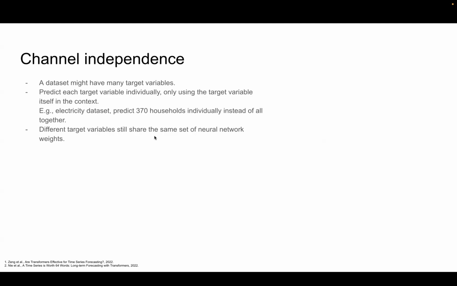And it's important to note here that even though in the context range we only feed in the same target variable as the one we want to do the prediction for, across those 370 households, we still share the same set of weights for a neural network. So actually, if we think about DPR, it also applies this channel independence technique.